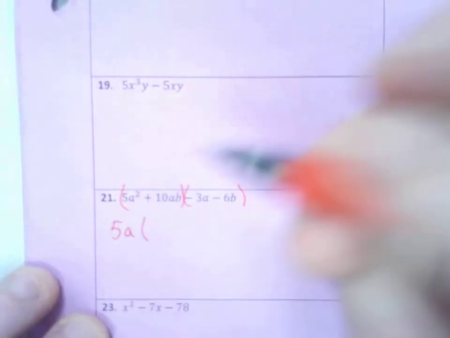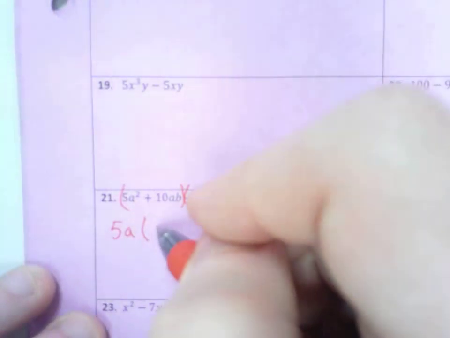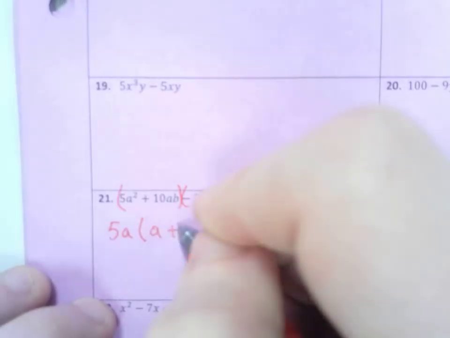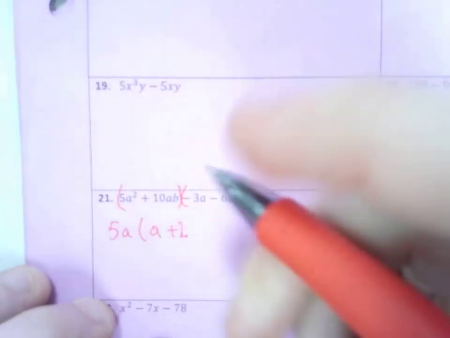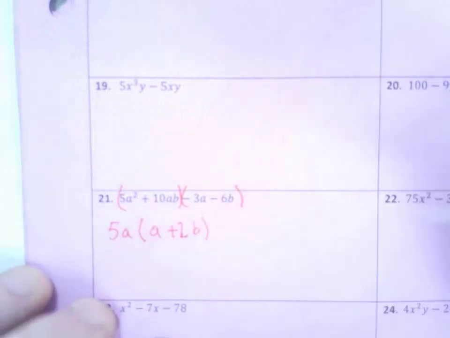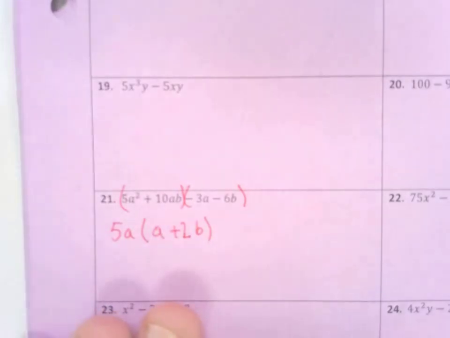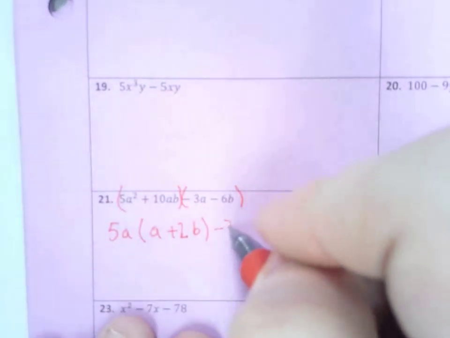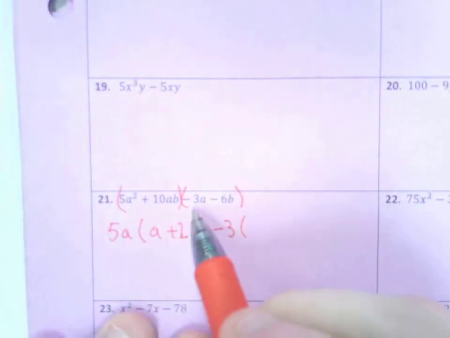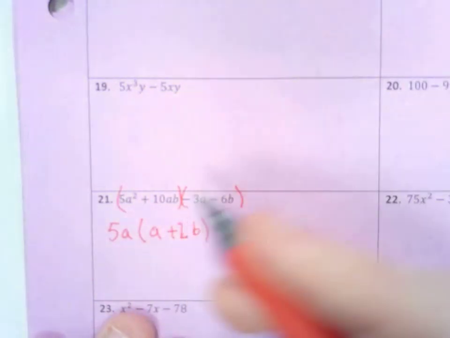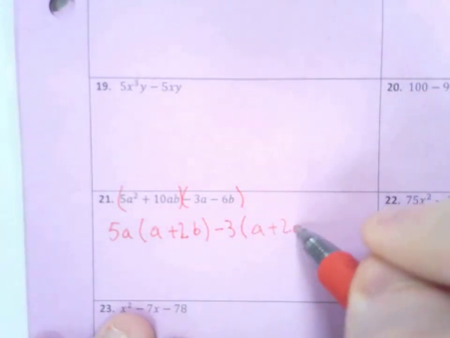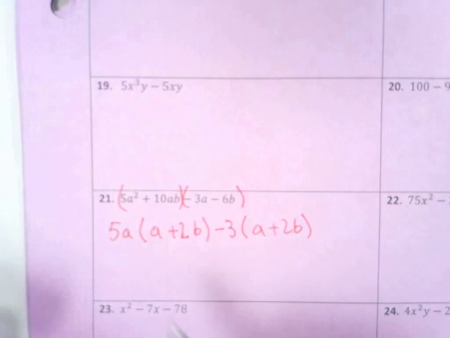What's left after we take 5a out of 5a squared? Good. And after we take 5a out of 10ab, plus 2b. Good. So that's the first group factored. What's the GCF of the second group? -3, good. Make sure we get that negative sign, so that way the first term is now positive since it's positive in this parenthesis. So we want our parentheses to match, and they will match after we take a -3 out. So now our parentheses match.